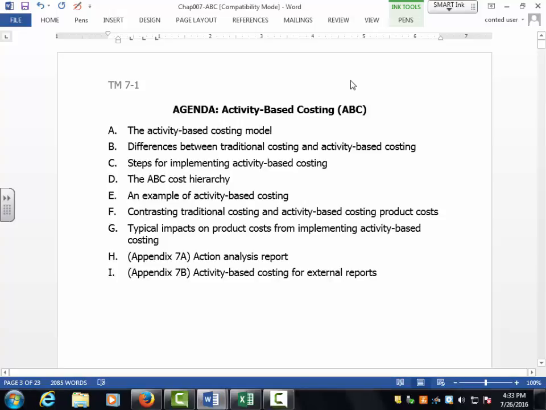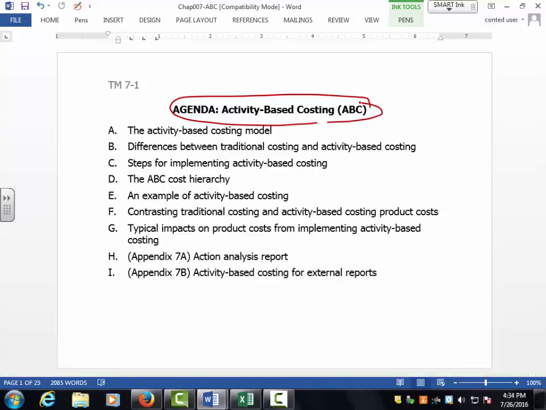Hi, this is Terry, and what we're going to do in this video is activity-based costing. Activity-based costing is just another way of doing job order costing. The difference between the two methods, ultimately, there's other issues, but the big issue is overhead. So direct materials stays the same, direct labor stays the same. What we're going to do is figure out what overhead is doing.